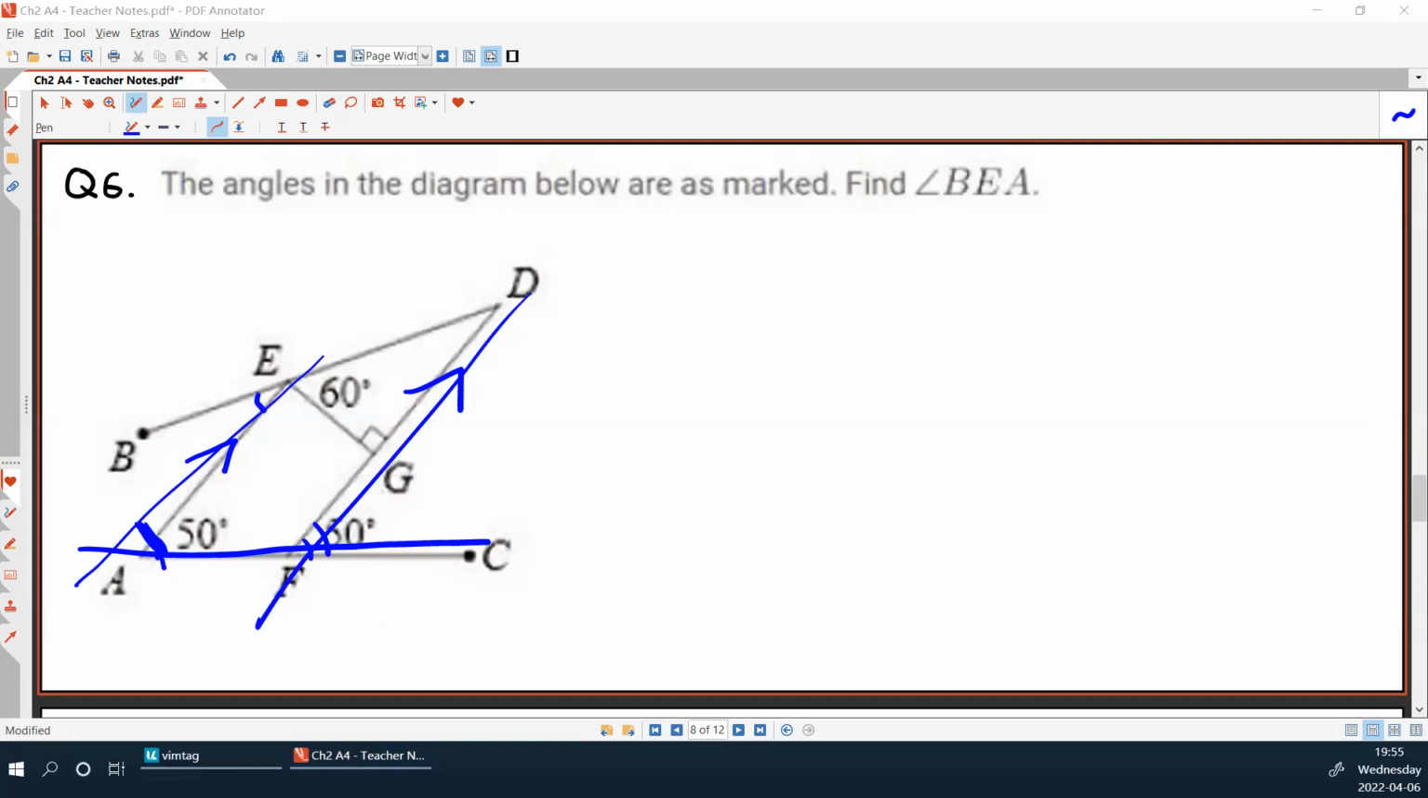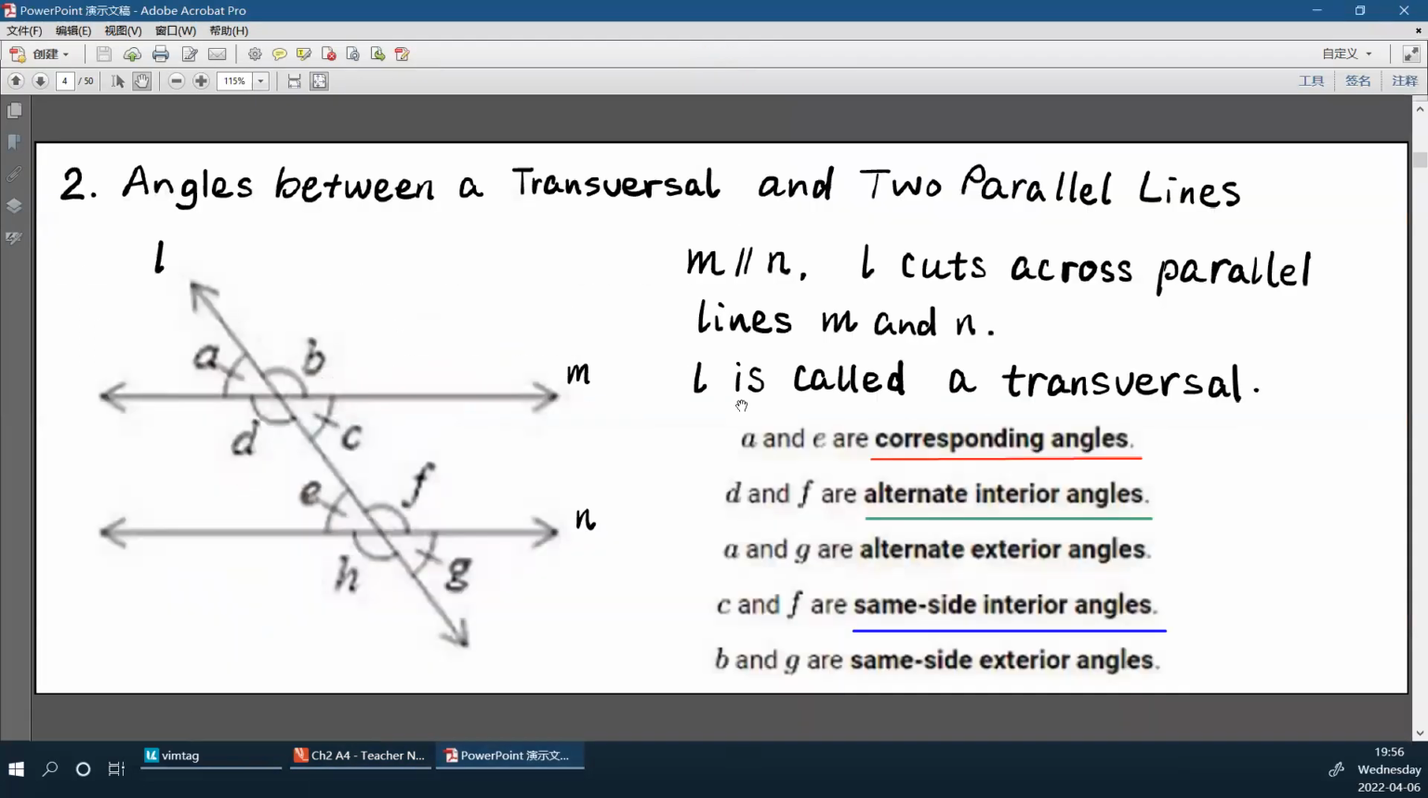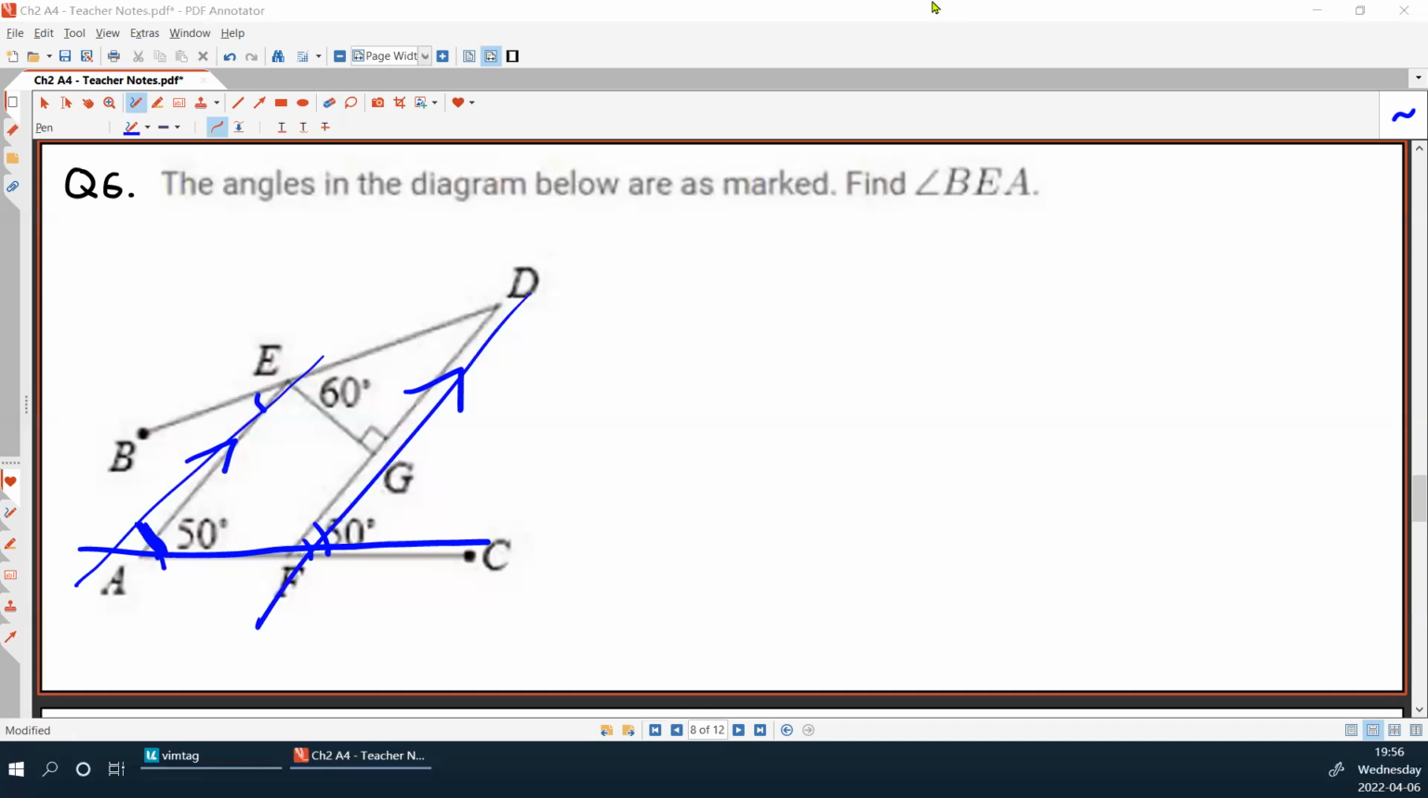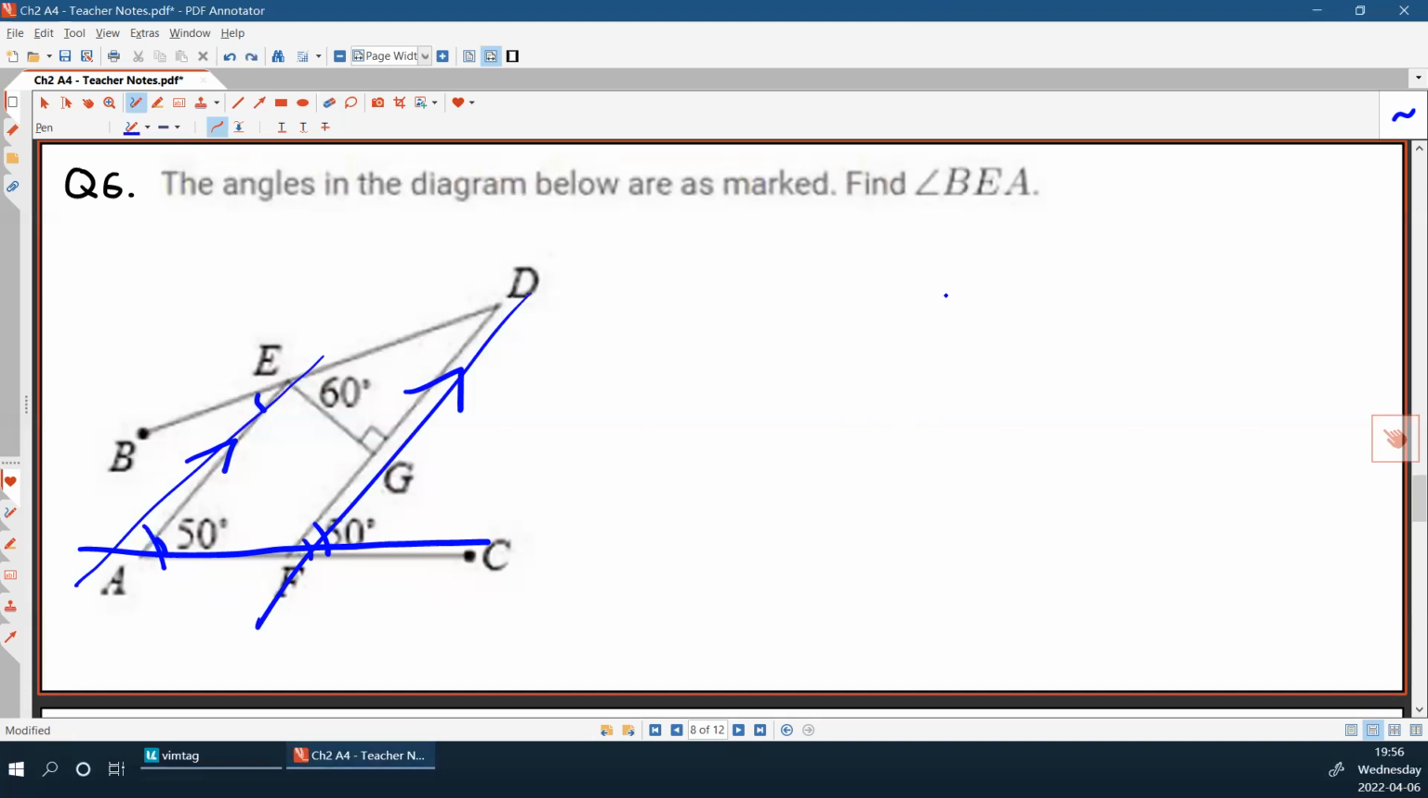Okay, let me find you the term here. Okay, let's check. Okay, here they are called corresponding angles, right? No, not same side. Corresponding angles are on the same side. Okay, so let's go back to this question.